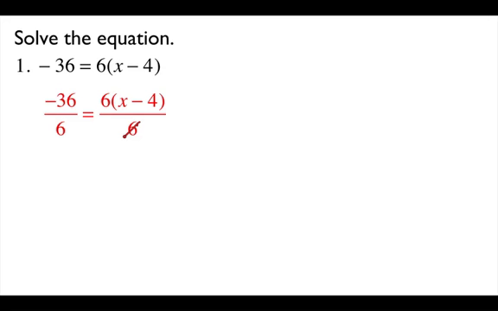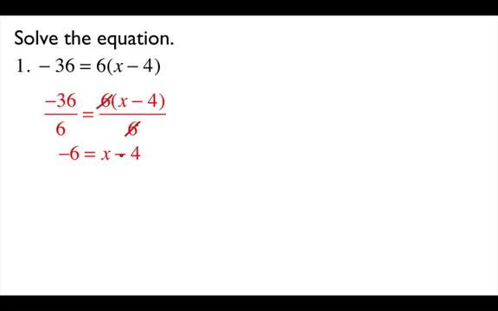Notice that once I look at these two, they cancel out. There's a 1, and all I'm left with is just x minus 4 on the right-hand side. And on the left-hand side, I have negative 36 divided by positive 6, which is equal to negative 6. So this is the equation that I'm working with.